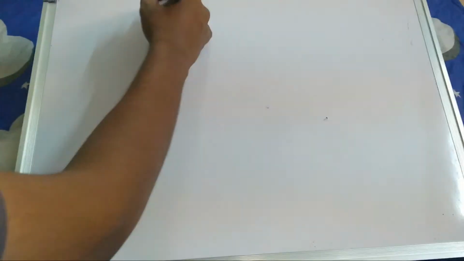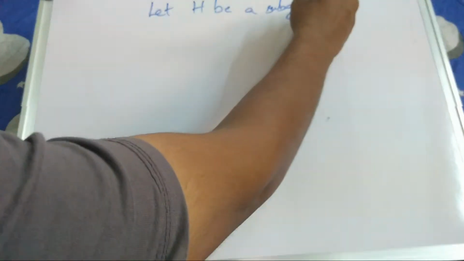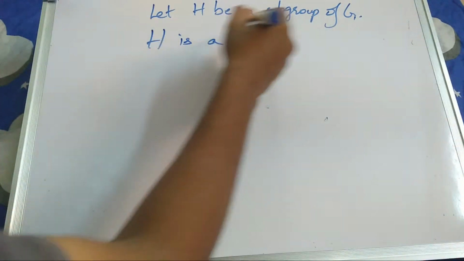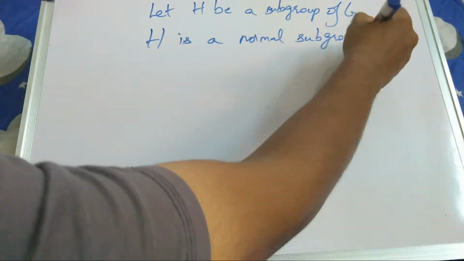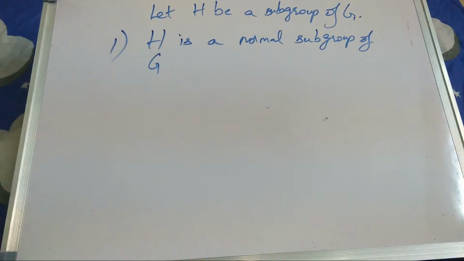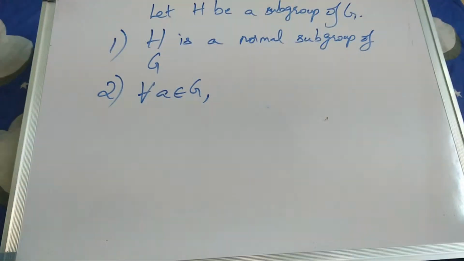So these are all equivalent statements. I will just state the definitions. I'm not going to prove they are equivalent or anything. You can try to verify it. So let H be a subgroup of G. H is a normal subgroup of G. Second statement, for every a in G. Okay, so that is what we define.